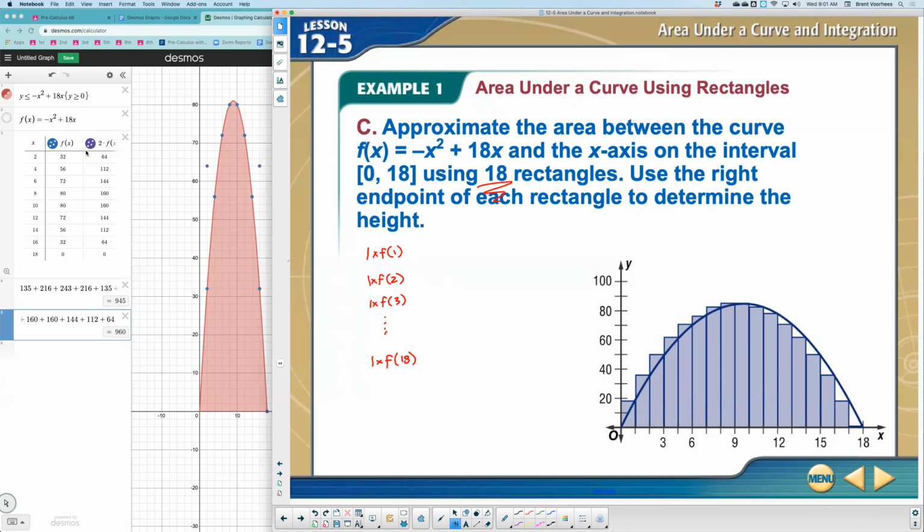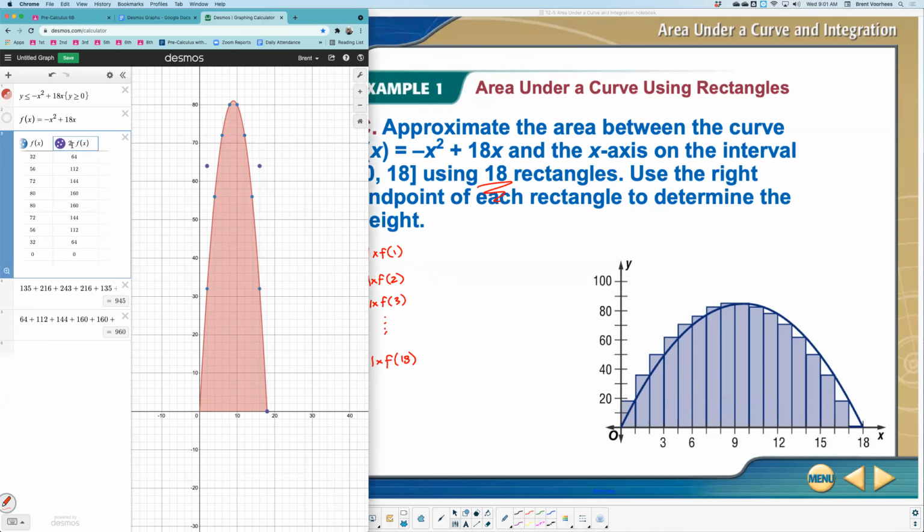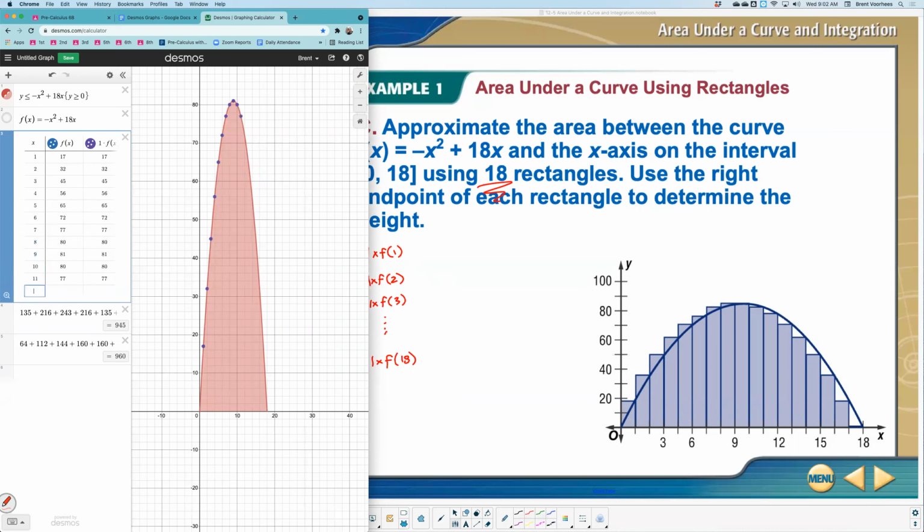And so now I'm going to come over here. These values are going to get multiplied by 1 this time, and we're going to look at the values from 1 to 18. So 1, 2, 3, 4, 5, 6, 7, 8, 9, 10, 11, 12, 13, 14, 15, 16, 17, and 18. Now I'm going to add up these values.